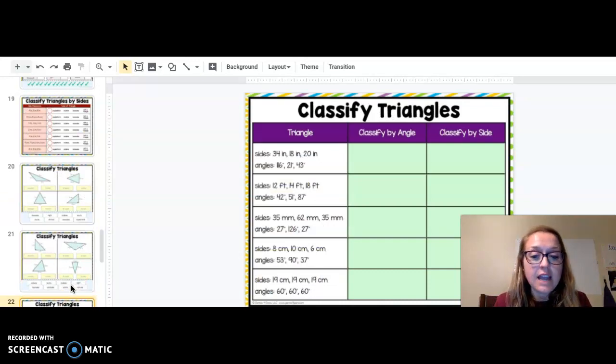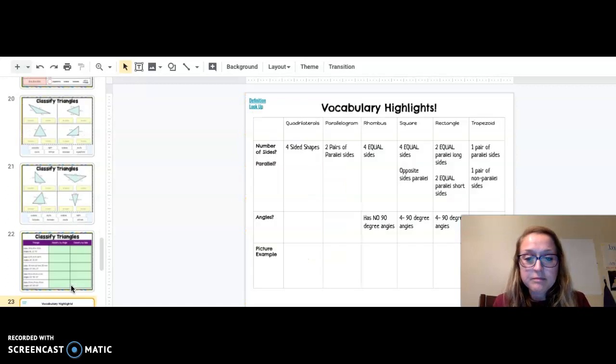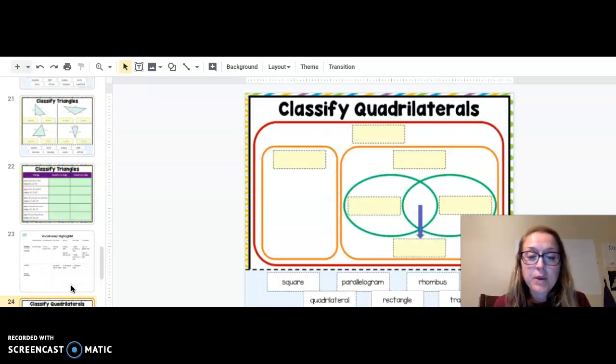The side lengths and angles of different triangles have been given. Use the measurements to determine the classification for each triangle by angle and by side. And then we've got some vocabulary highlights to end it up. We're going to classify quadrilaterals. Use your knowledge of quadrilaterals to complete the diagram. Drag the answer pieces on top of the yellow dashed boxes.